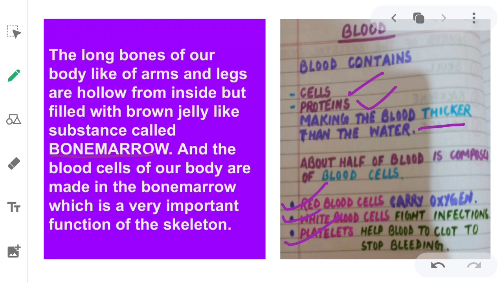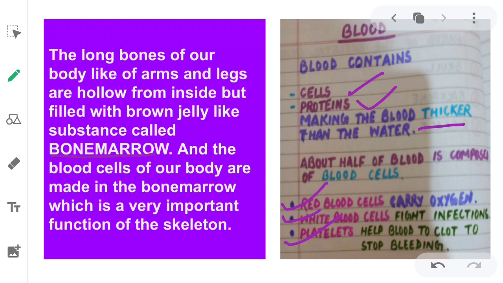And then we have the platelets. They are smaller cells, and their work is to help the blood to clot. Why is it necessary for the blood to clot? Means to make the blood thicker, so that it stops bleeding. So all these are about the blood that you need to know. So you understood how the blood cells are important, and these important blood cells are produced in the bone marrow.